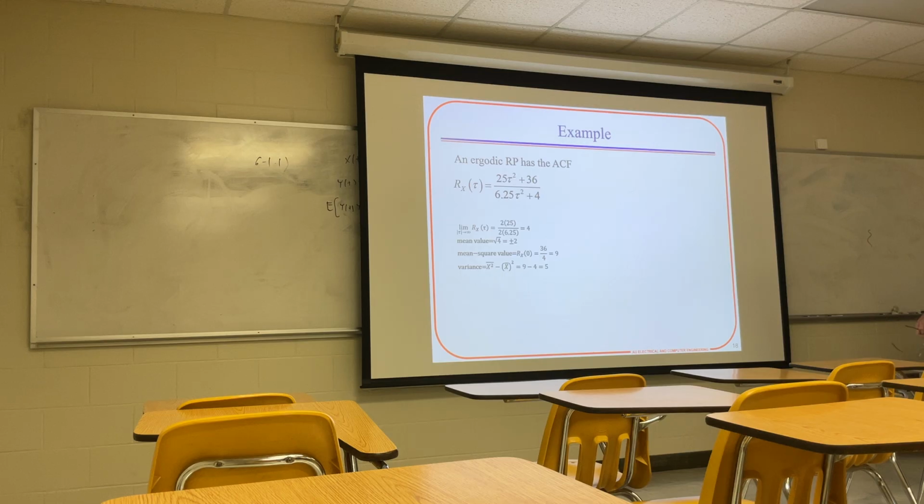That's the mean squared value. If you look at the average value, or the DC value of the process X, in the limit as tau goes to infinity, it's 25/6.25. Do y'all see that? Because in the limit, the tau squareds dominate. You can divide everything by tau squared if you want.